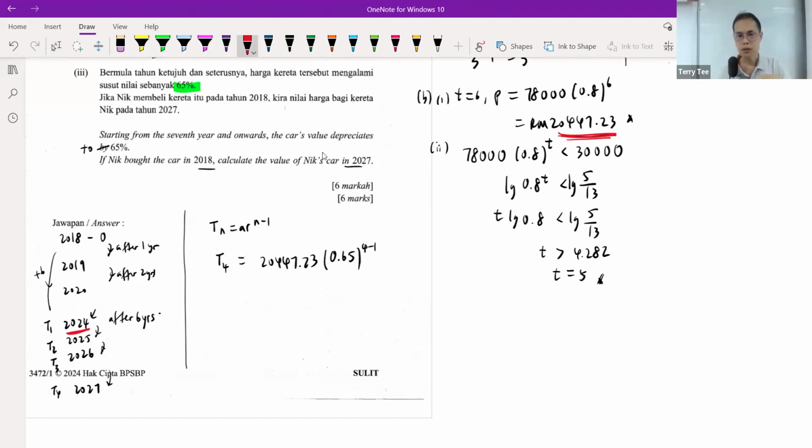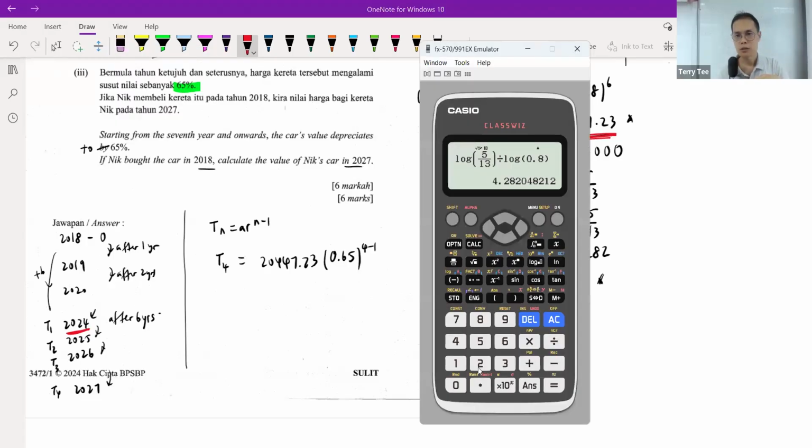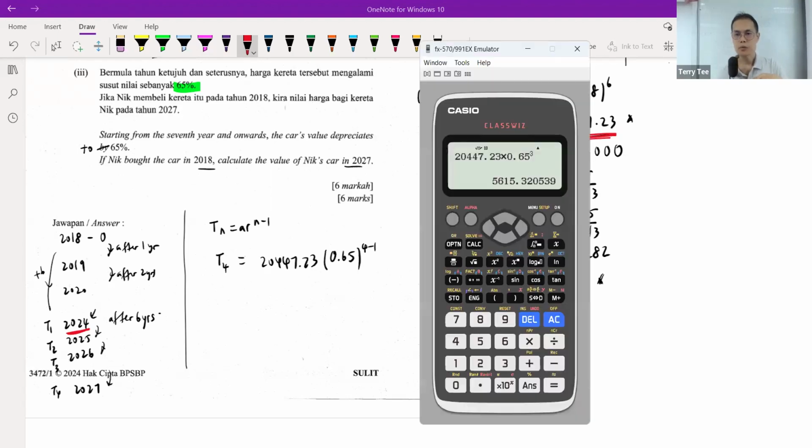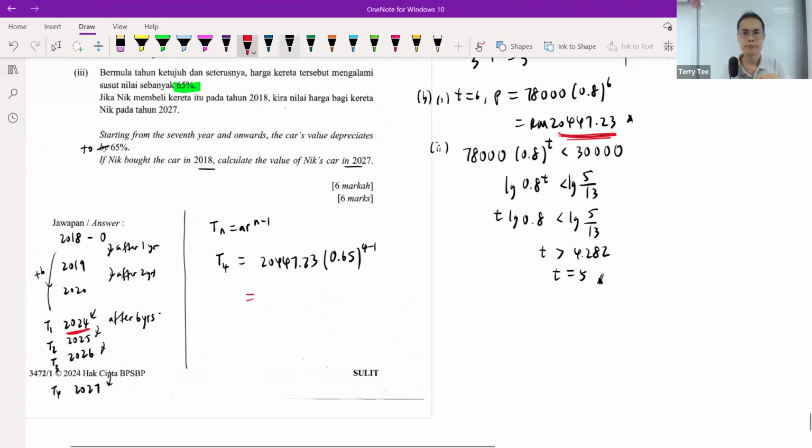So we can use our calculator here. 20,447.23 multiplied by 0.65 power 3. The answer is 5615.32. RM 5615.32.